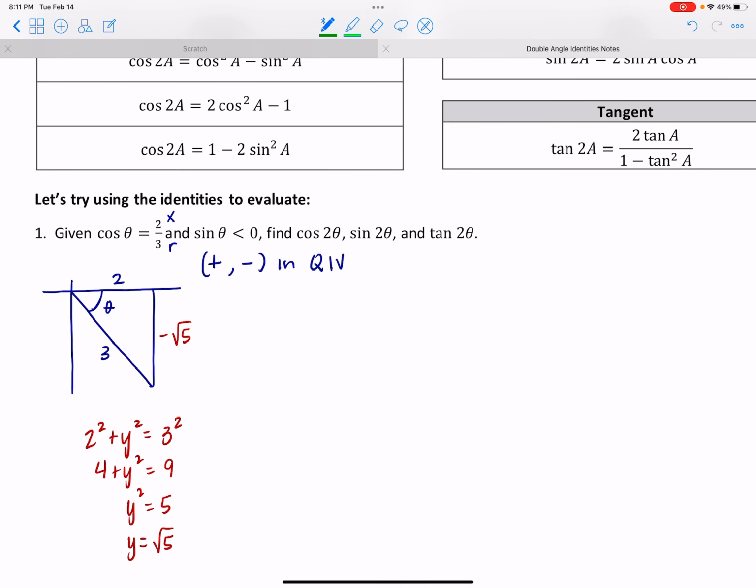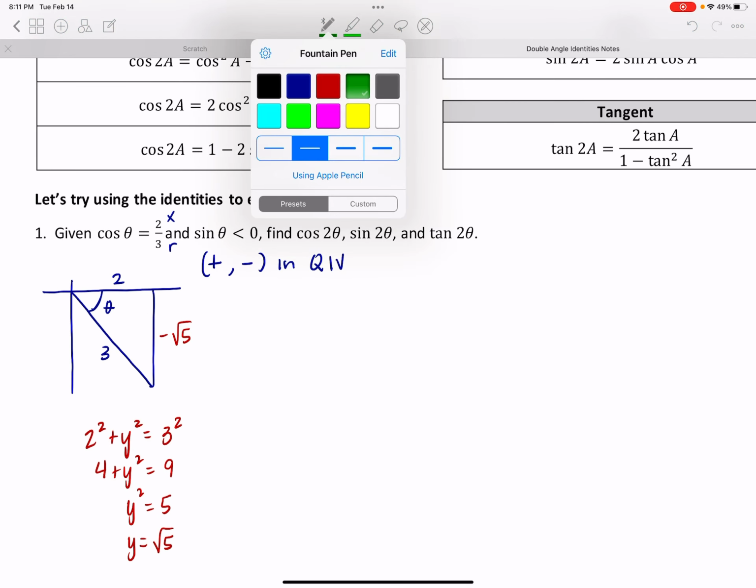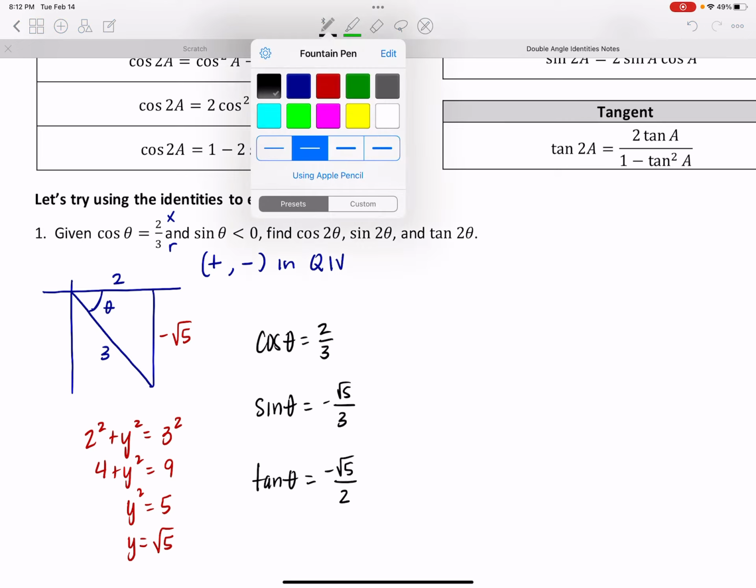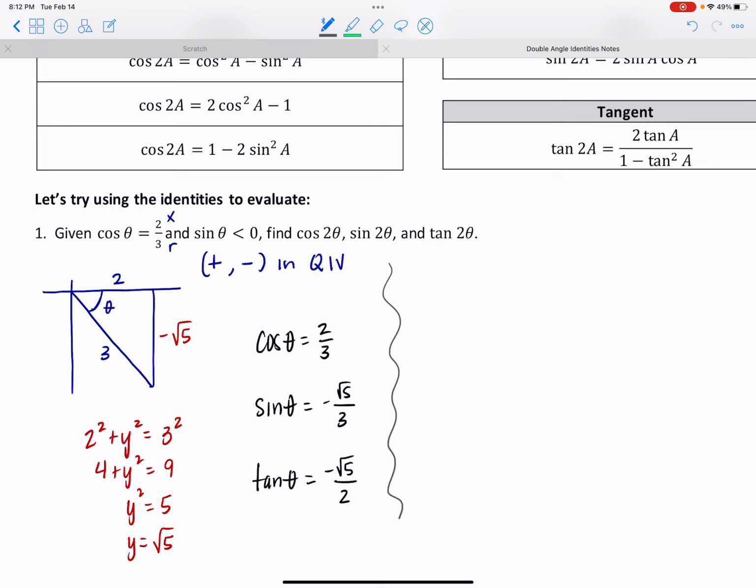So we were given, I'm going to run out of colors. We were given that the cosine of the angle was 2/3. And now I can also say that the sine of my angle, sine remember being a ratio of my y value over my radius, would be a negative radical 5/3. And the tangent of my angle is my y value over my x value. So that's going to be a negative radical 5/2. Alright, so now I think we're good. So let me just section this off a little here.